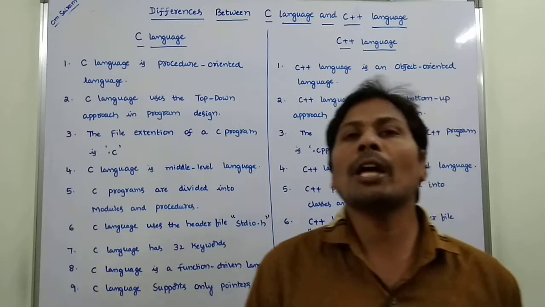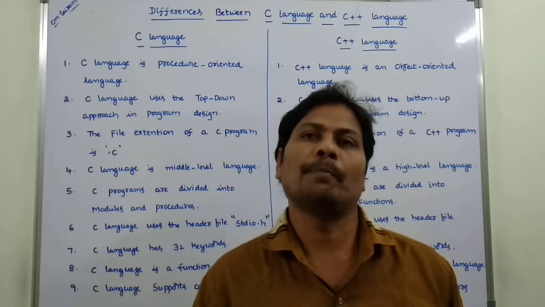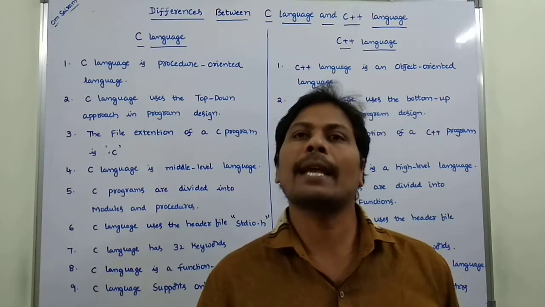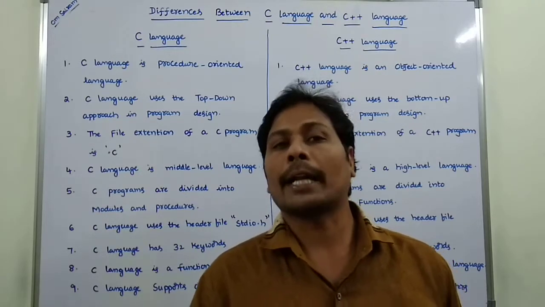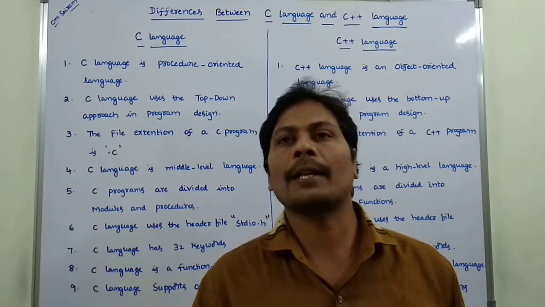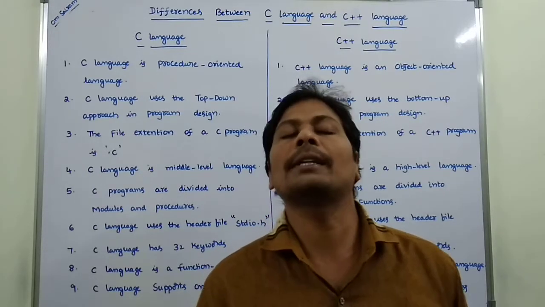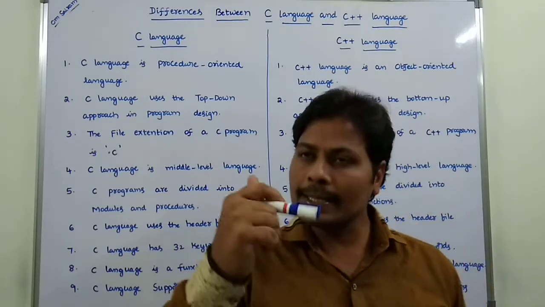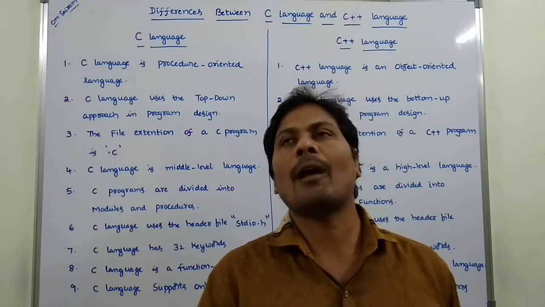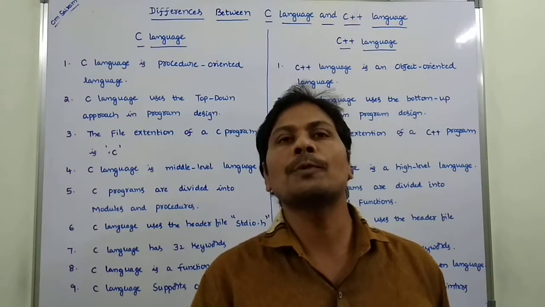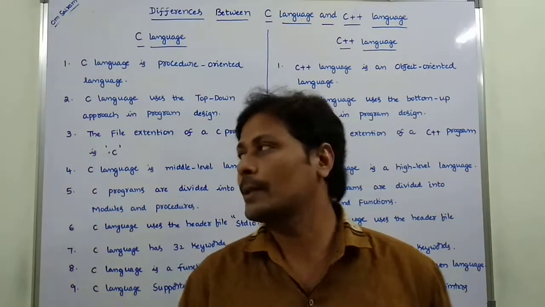Next one, C language uses the top-down approach in program design. Suppose we want to design a program in C language, first we have the requirement analysis phase, next the design phase, next the coding phase, next the testing phase. This is the top-down approach. While in the case of C++ language, C++ uses the bottom-up approach.